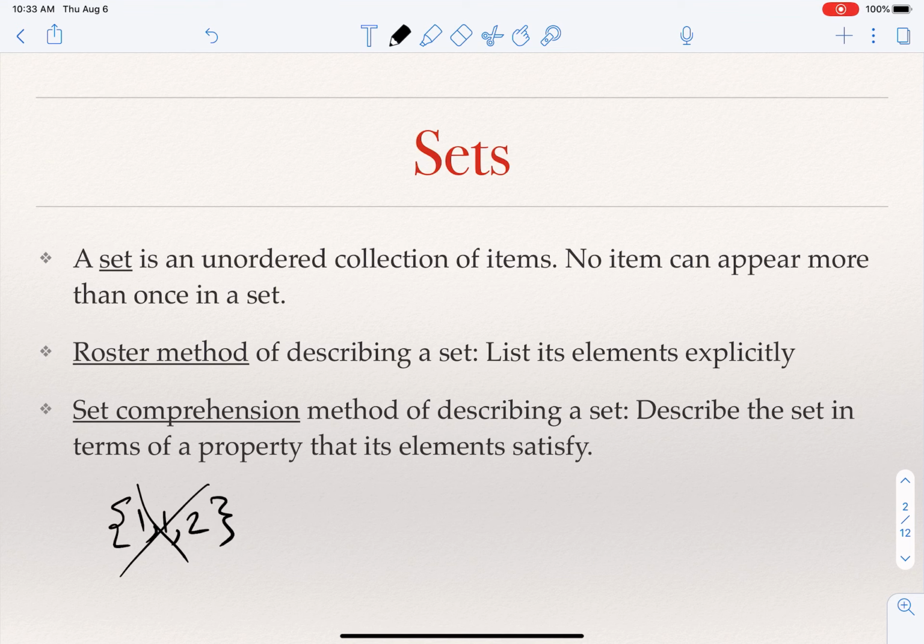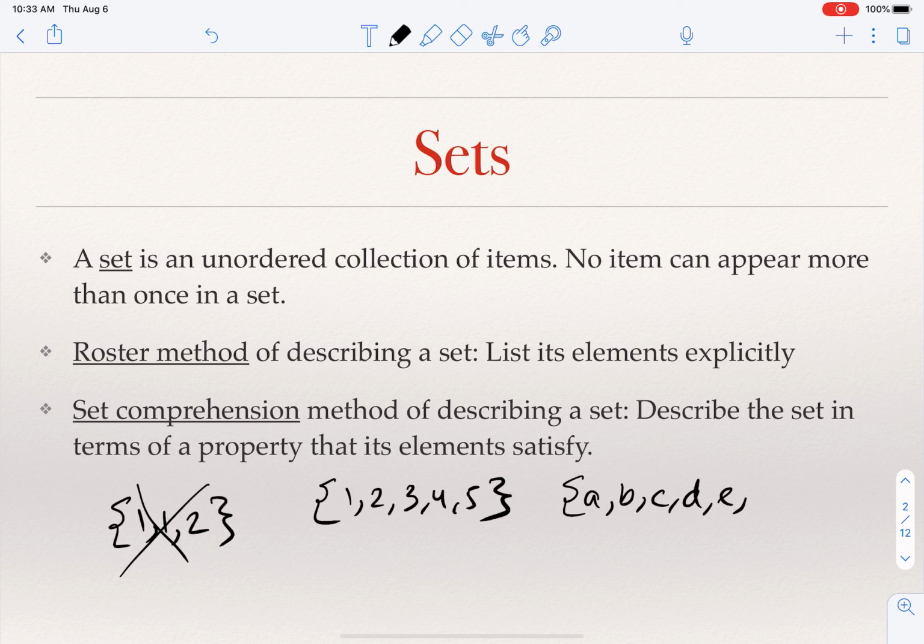I can basically list all the elements of the set. So if I want to have the set of the numbers between 1 and 5: 1, 2, 3, 4, 5. This is one description of the set. If I wanted to describe the set of all the letters between A and F, it is A, B, C, D, E, F. This is known as the roster method, where we just explicitly enumerate the elements of that set.